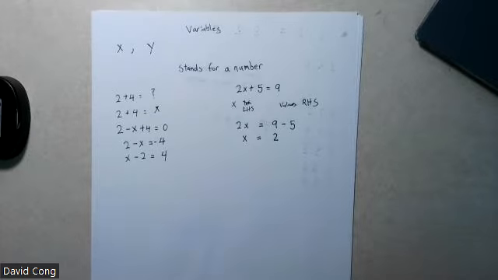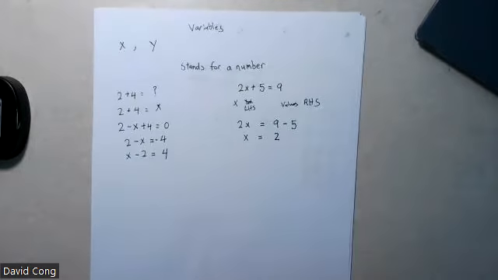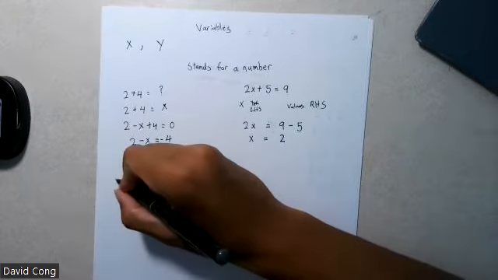Okay, so we get x equals 2. And this is the other case that I didn't spend much time over: if we have x's on both sides.